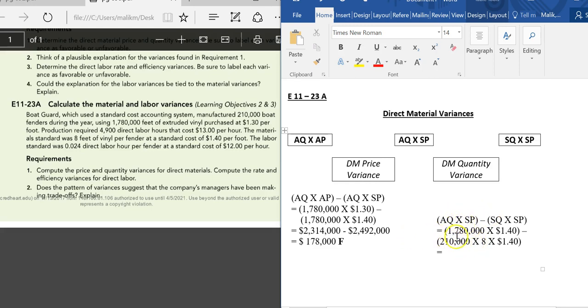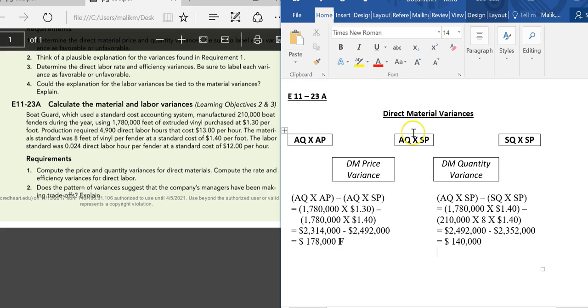Here AQ times SP, if you multiply these two, I already have this one here. You can either multiply it or take it from there. It's 2,492,000. Now if you multiply these all three, what I found, it's $2,352,000. And now if you take the difference, 2,492,000 minus 2,352,000, the difference I got is $140,000. Now you have to decide whether it's a favorable one or an unfavorable one.